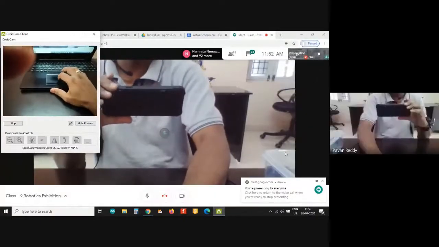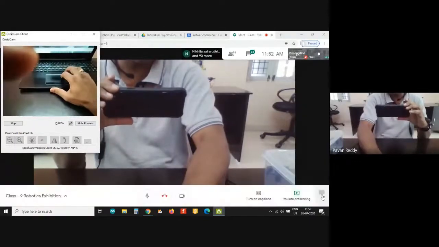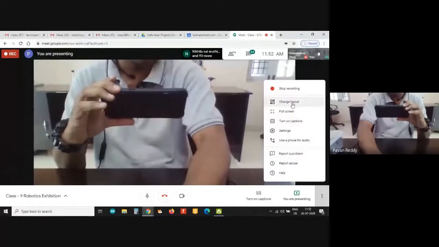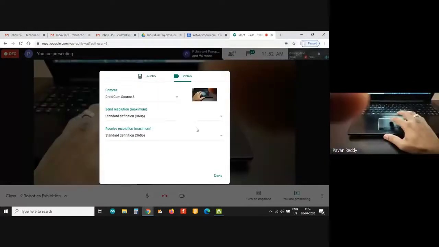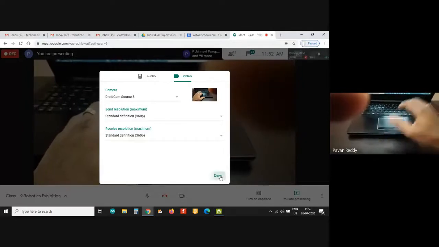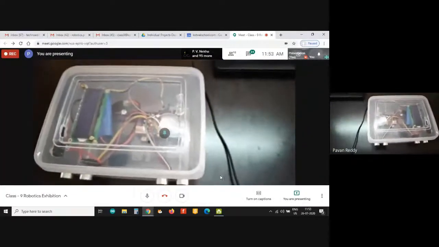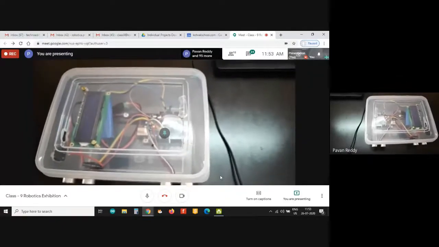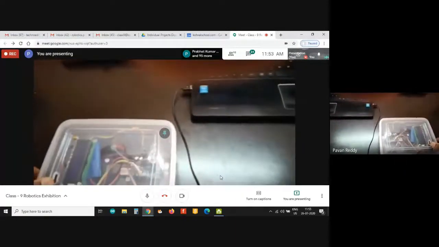Okay, let me switch my camera to another camera so that you can all get a good view of the count. Just give me a second. Let me know if you can see the other camera. Right, I hope you can all see the product, and let me also turn it on.